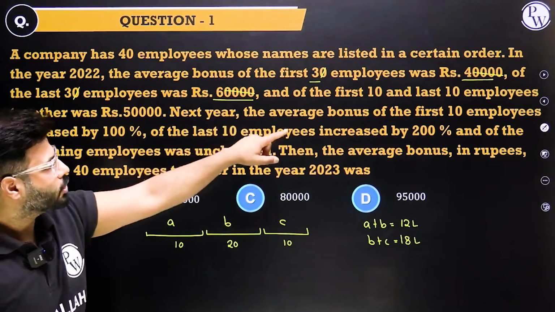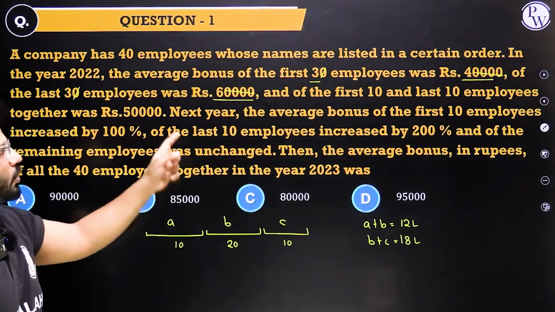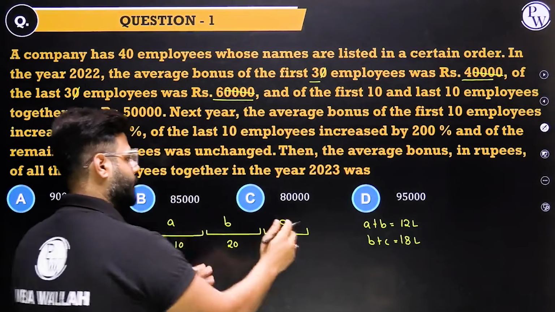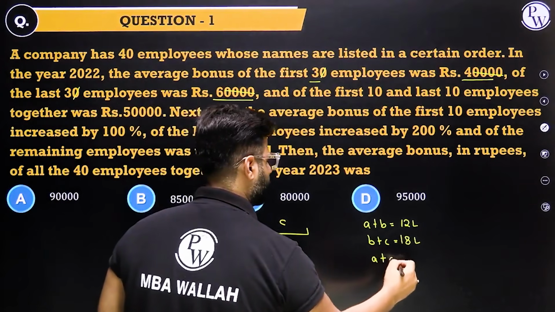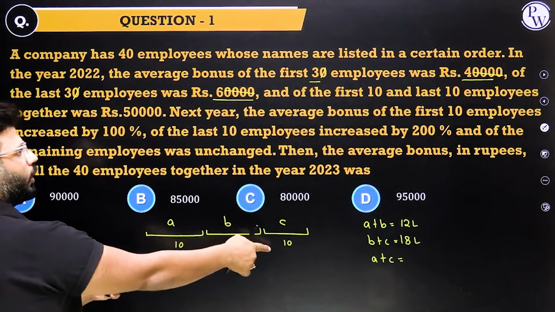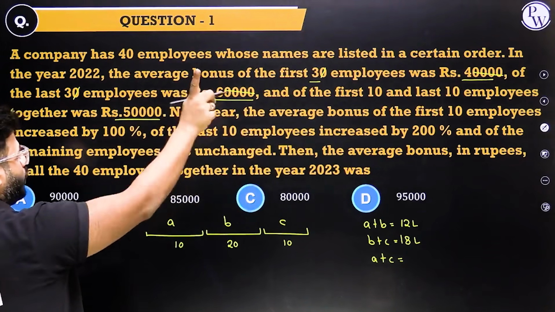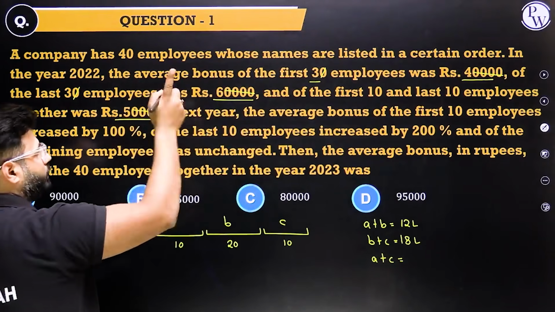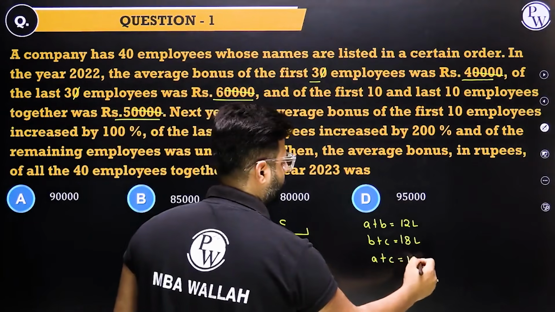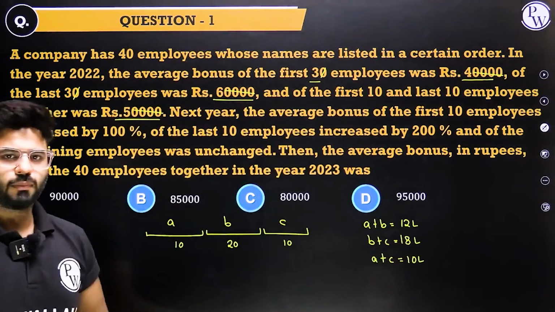Now, the first 10 and the last 10 employees together was this. So the first 10 and the last 10, that is A plus C for me. What's the average? 20 people into 50,000, so 20 into 50,000, 2 fives are 10. That's 10 lakh. Recognize this.